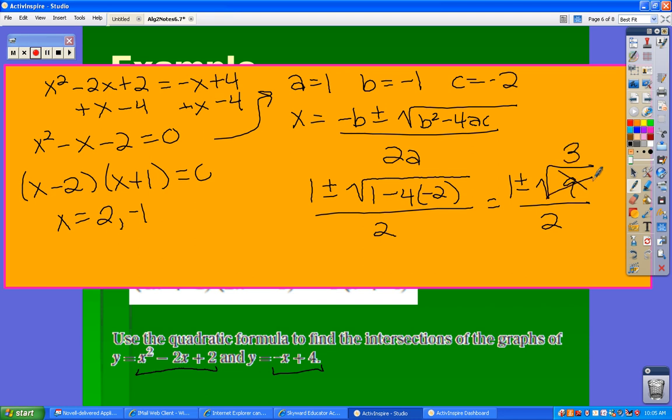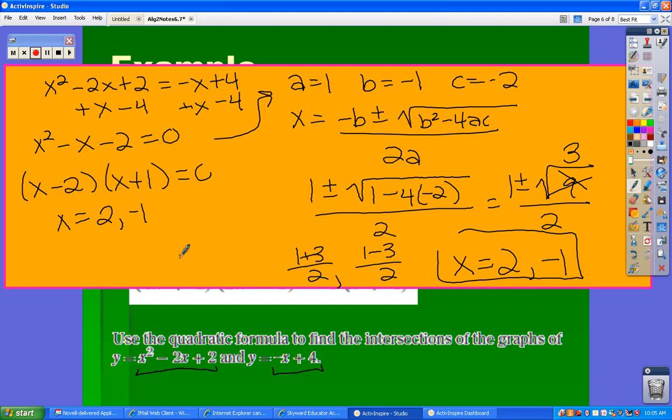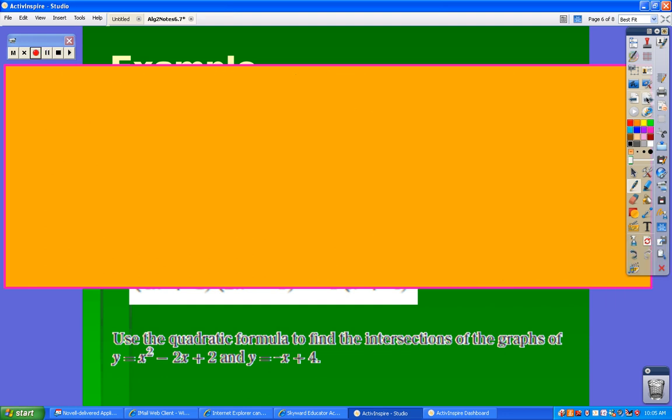Sometimes I like to do it this way. 1 plus 3 over 2 is my answer, and 1 minus 3 over 2. That's 4 over 2, which is 2, and negative 2 over 2, which is negative 1, which I got much quicker by factoring. Okie dokie. Let's see what else I have for you.